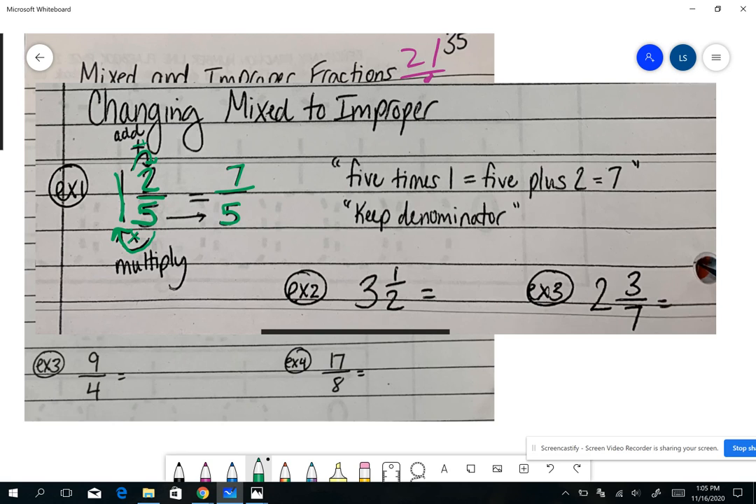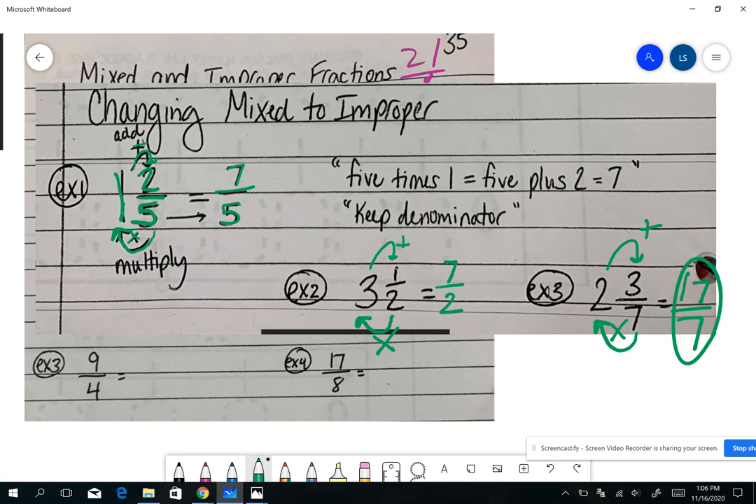All right. Example number 2, same thing. Take your denominator and times it by this. So multiply those. 2 times 3 is 6. 6 plus 1 is 7. Keep the same denominator, 7/2. In this example, 7 times 2 is 14. 14 plus 3 is 17/7. So that's my final answer.